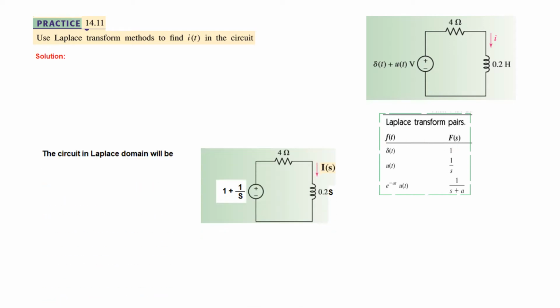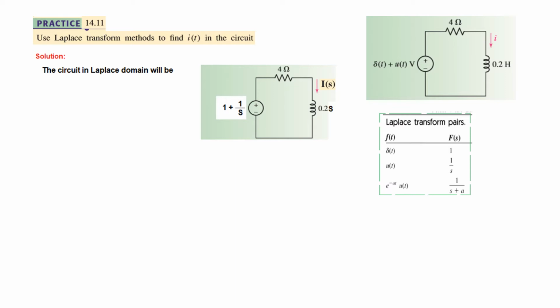So let's first of all convert the circuit. Our delta t will become 1, and u(t) is 1 over s, so 1 plus 1 over s. This has become the voltage source in the Laplace domain, the resistor has no change, and the inductor will become 0.2s. And now we can find the current Is by simple Ohm's law, voltage divided by the impedance, 4 plus 0.2s.